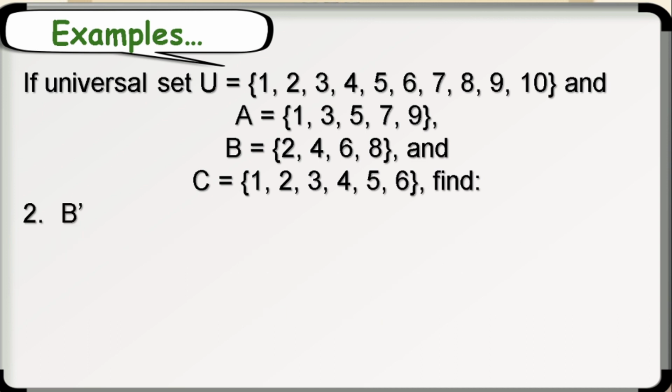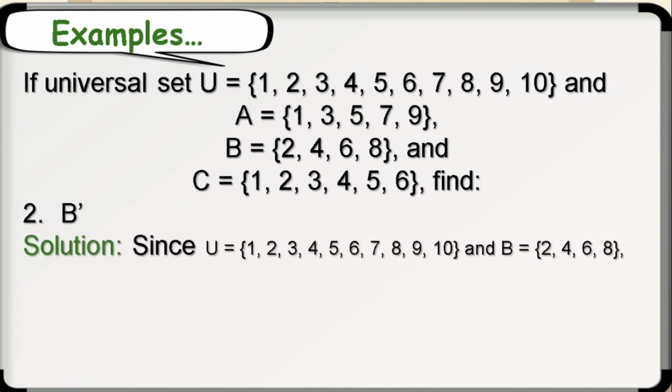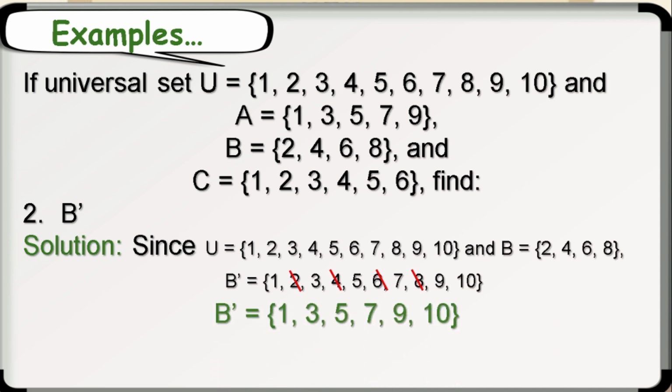Number 2, the complement of B or B prime. Since U is 1, 2, 3, 4, 5, 6, 7, 8, 9, 10, and B is 2, 4, 6, 8, just remove all the elements of set B that are in the universal set U. So we will remove 2, 4, 6, 8. Therefore, the B complement are 1, 3, 5, 7, 9, and 10.